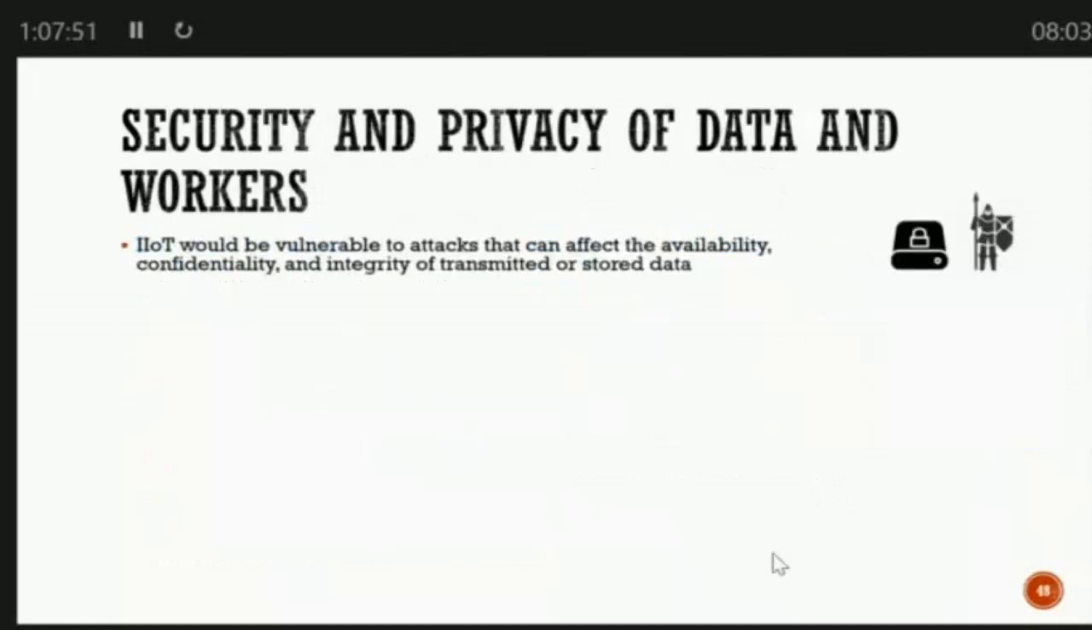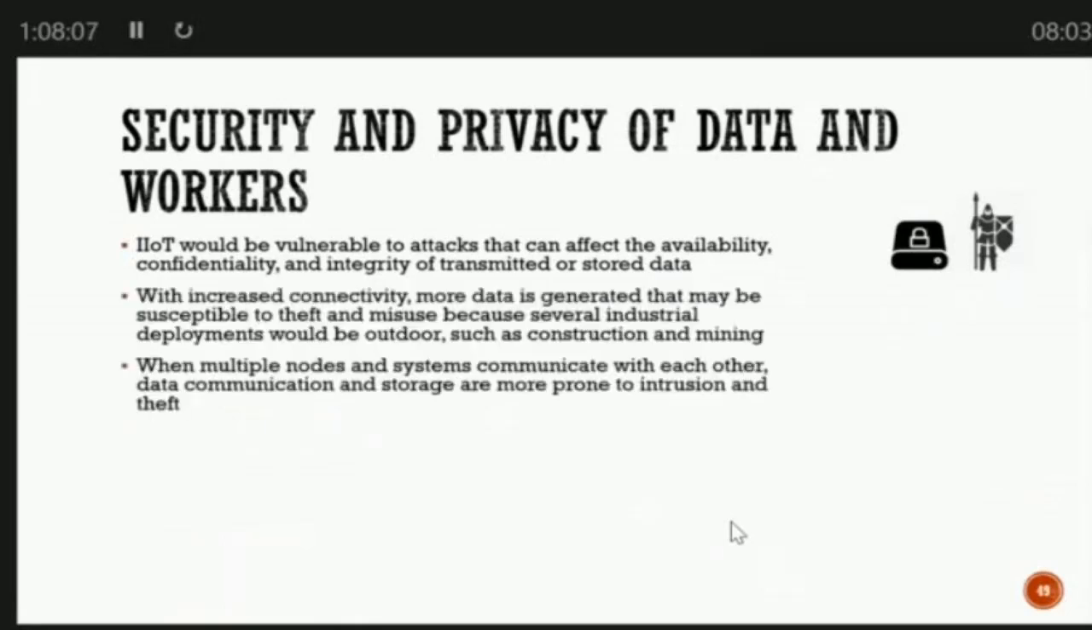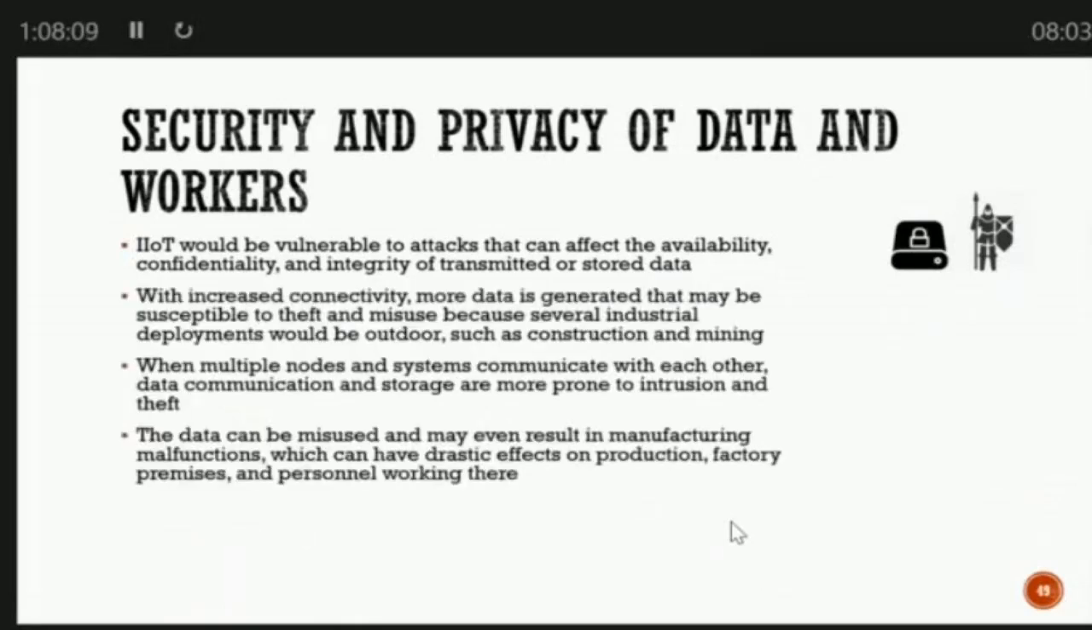Security and privacy of the data. We learned this before as well, that we are talking about sending the data over the internet. The data is becoming part of the internet. The machines are becoming part of the internet. So the data has to be secured first. More and more connectivity, more and more devices means that the data is more vulnerable to attacks.